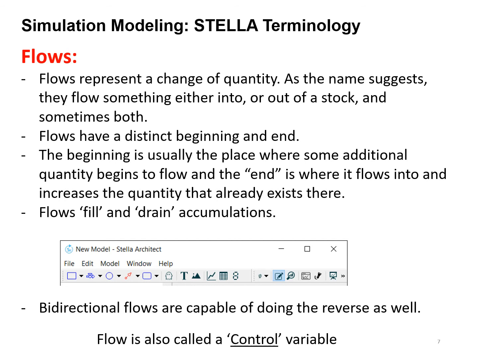Flows represent a change of quantity. As the name suggests, they flow either into or out of a stock, and sometimes both. They have bi-directional flows that some people use in some modeling. And they have a beginning and an end. The beginning is the place where the additional quantities begin to flow in, and the end is what it flows into and increases the quantity that's already there. So flows fill and drain your stocks. And flow is called a control variable.